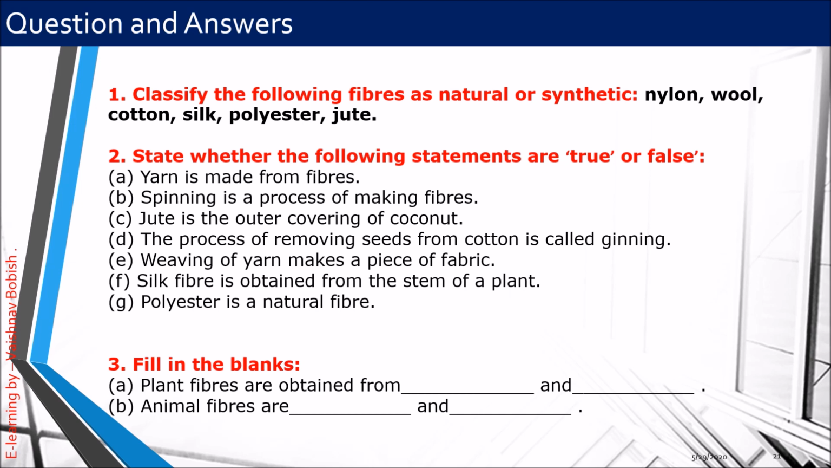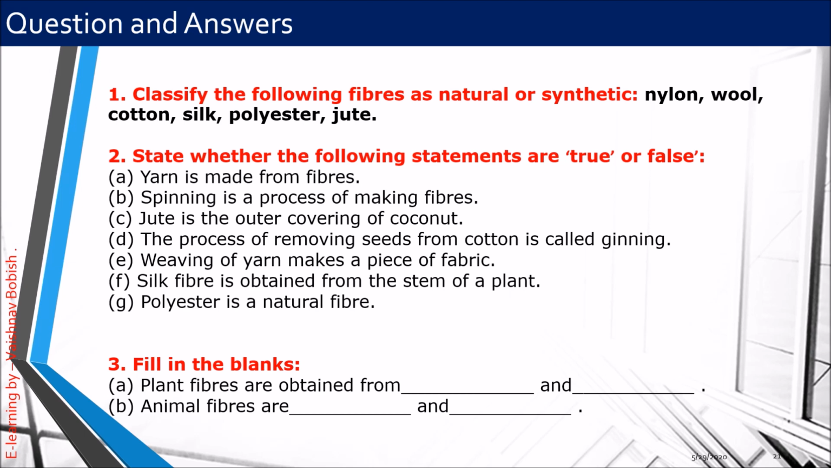State whether the following statements are true or false. Yarn is made from fibers. Spinning is the process of making fibers. Jute is the outer covering of coconut. The process of removing seeds from cotton is called ginning. Weaving of yarn makes a piece of fabric. Silk fiber is obtained from the stem of a plant. Polyester is a natural fiber.